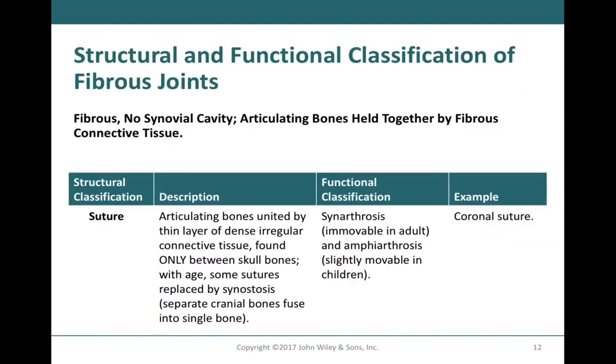So in review, if we're going to merge our structural and functional classifications of our joints, that's what we'll see on this slide. So the structural classification is a suture. We're going to look at the suture first. Sutures will have dense irregular connective tissue holding them together, and they'll also have no joint cavity.